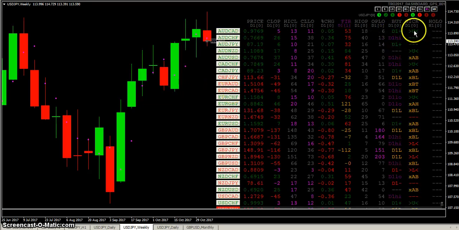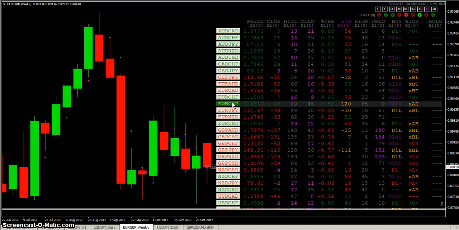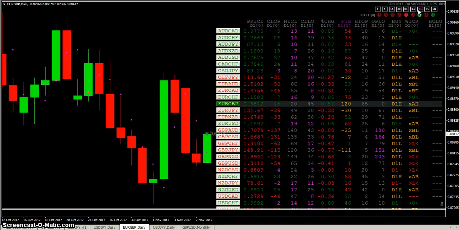And so you see we got the buy zone, wick zone, holo zone. So right now, no H1 holos. Let's see, buy zones, any, okay, what do we have here? Euro. Yen. Okay, let's see. Euro. Oh, I got it on the weekly. That's why it was looking weird. Okay.